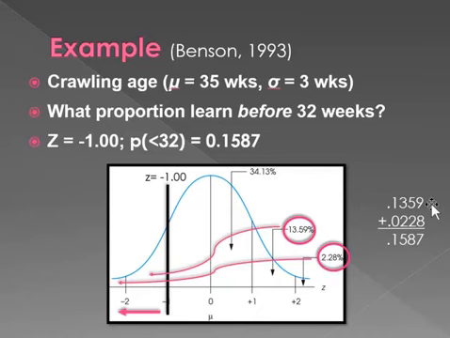As you can see here, I've already converted them both into proportions, and I've added them up. So the proportion of babies that should learn to crawl before 32 weeks comes out to be 0.1587. And that's everything under the curve in this particular area, right? The proportion between negative 1 and negative 2, and the proportion between negative 2 to the end of the distribution.